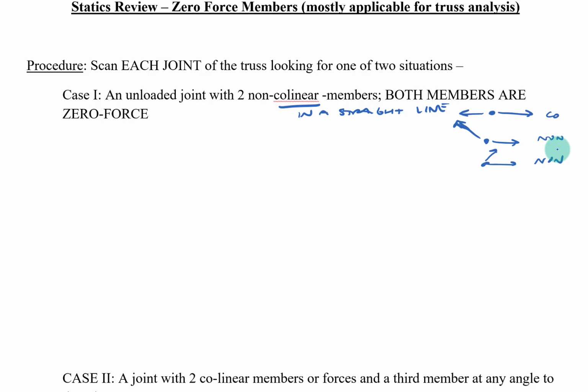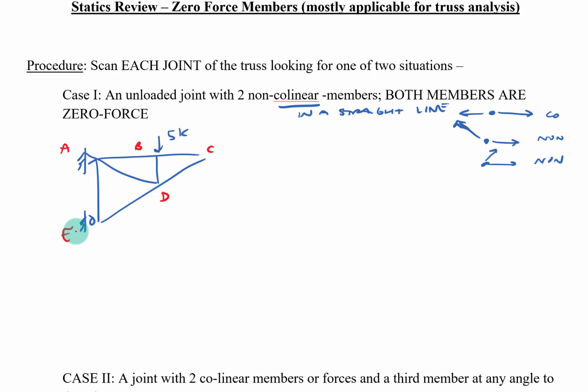So if we look at a truss with a load of 5 kips here, a pin, a roller, I'll label this A, B, C, D, E. Alright, so we're looking for an unloaded joint. We're going to scan each joint of the truss looking for one of two situations. So this first one, unloaded with two non-collinear members. So at this joint, I'm going to draw my reactions just so I know they're there.